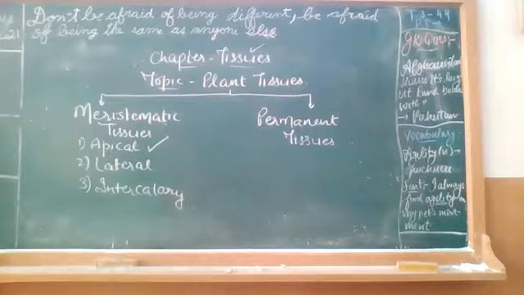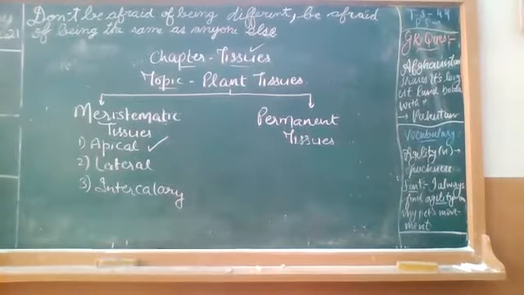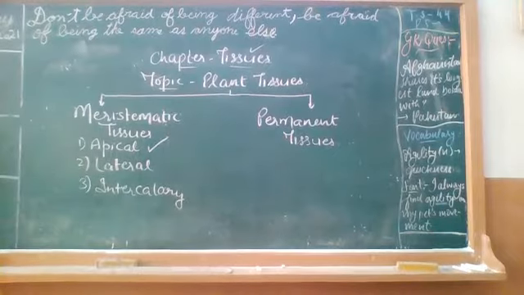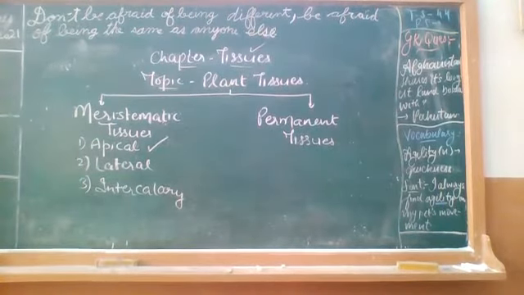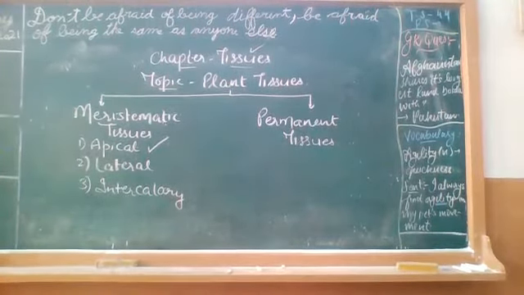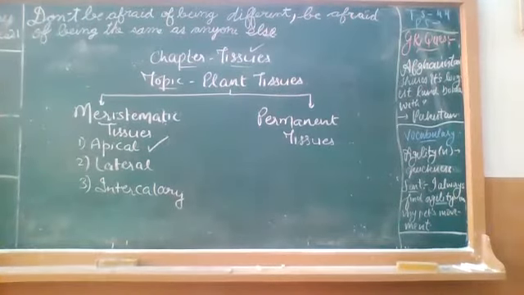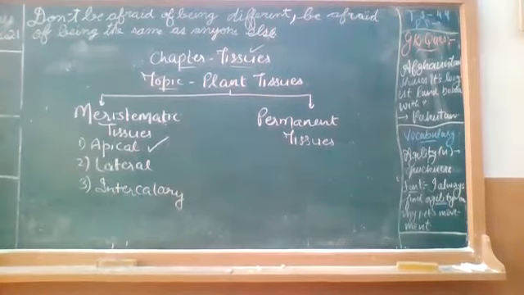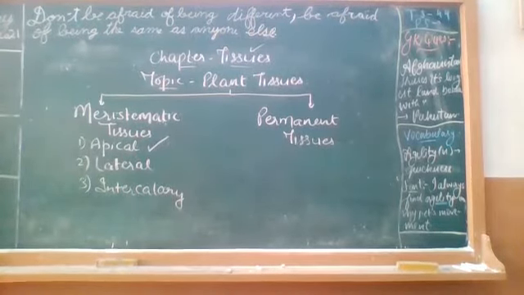What are the three types? Apical, lateral and intercalary. Is this part clear to everyone? Yes, ma'am. Apical meristem is present at growing tips and it increases the length of stem and roots. And the girth of the stem or root increases due to lateral meristem, also known as cambium. Very good.